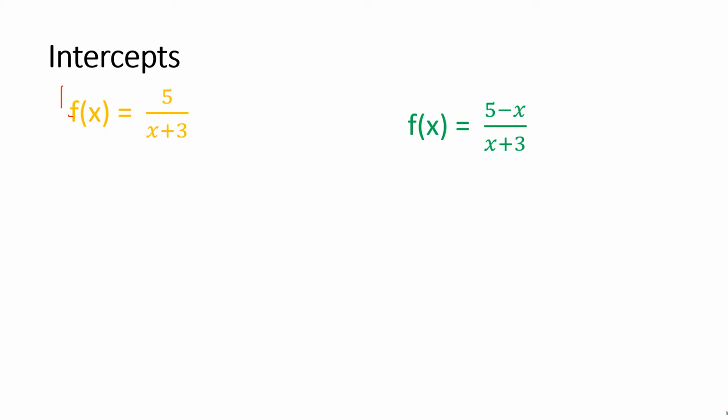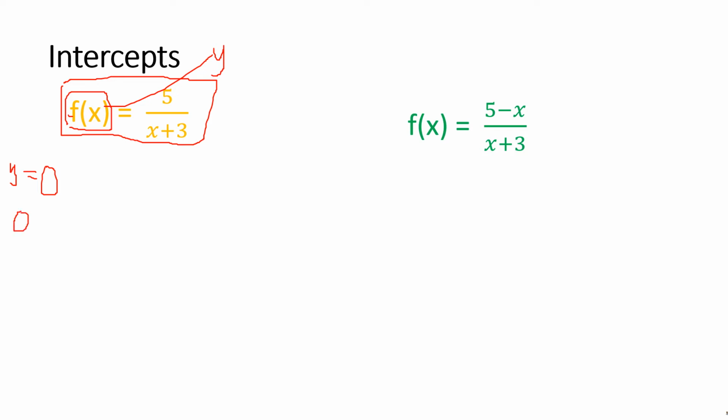Okay, let's have an example. Suppose we have f of x is equal to 5 over x plus 3. So let us find first the x-intercept. And when we are looking for the x-intercept, we will let y be equal to 0. Okay, so you can see f of x here is also equal to y. So f of x will be changed to y. Therefore, the function will be equal to 0 since we have y is equal to 5 over x plus 3.